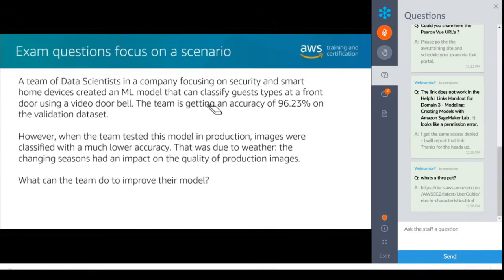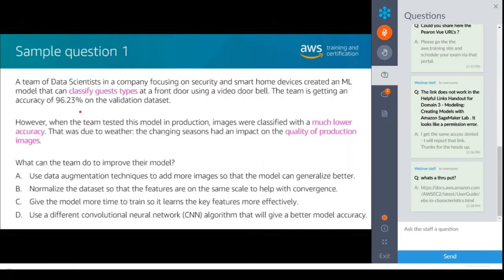So again, before we even look at the answers, let's pick out the key words here, right? Well, our objective is to classify guest types. Is this a robber, a thief, or an Amazon delivery person, and so on? But hey, we're getting lower accuracy than what we got when we did testing against the validation data set. So when I look at this, I already kind of know the answer, but let's look at the answers that were given.